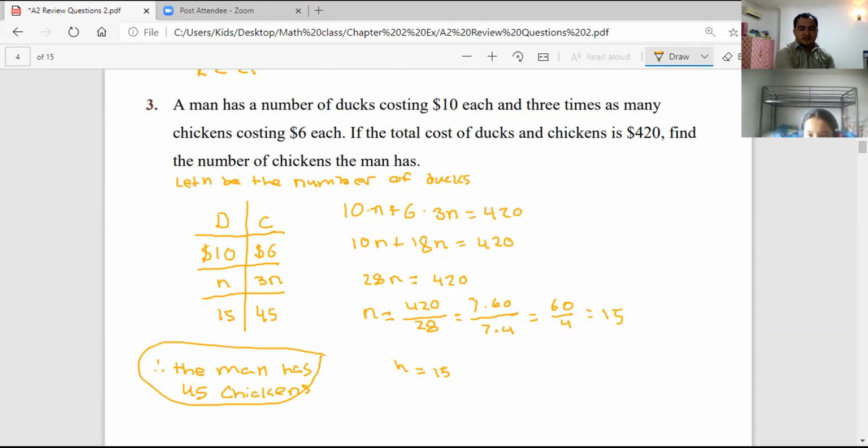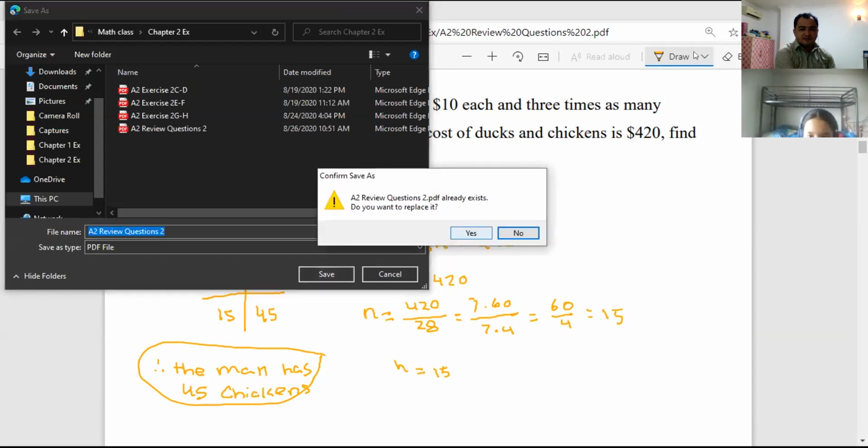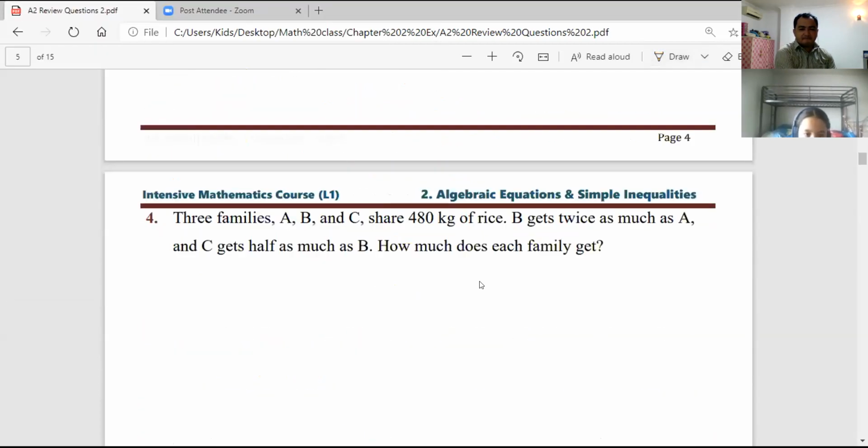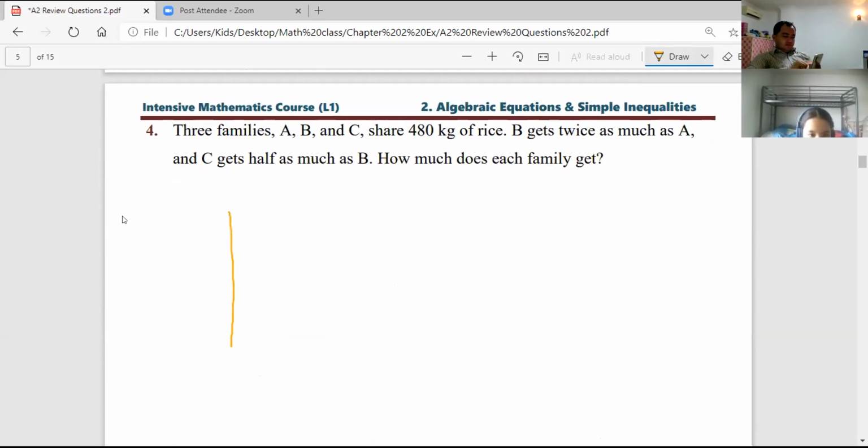Now let's see. Can you solve the next question without any mistake? Shahina, I feel like we did this 4 minutes before. After 4 minutes, we will discuss. All right. Start. You have 4 minutes.